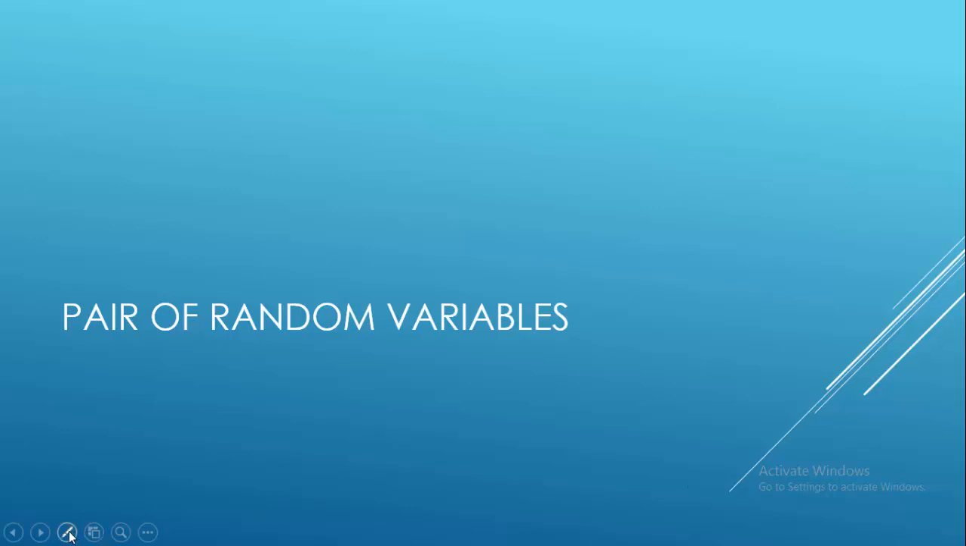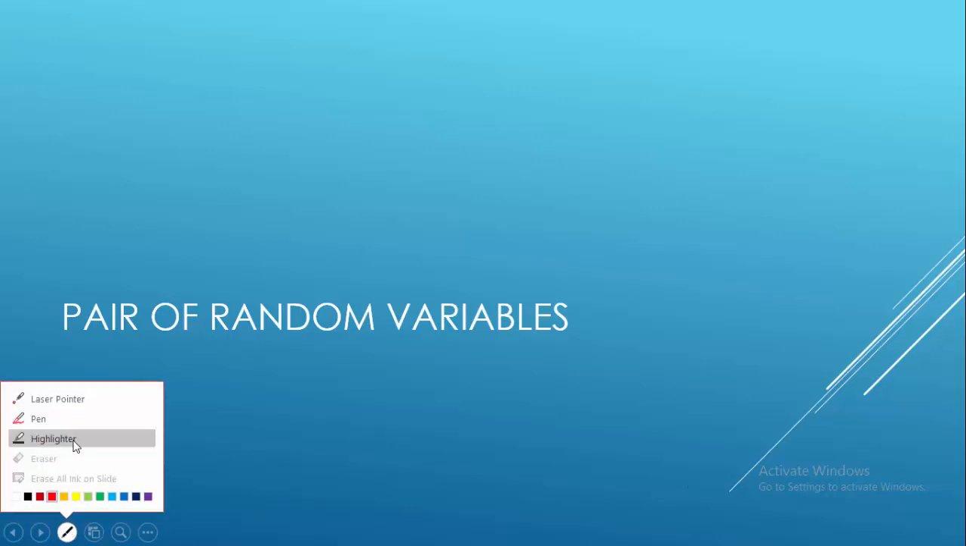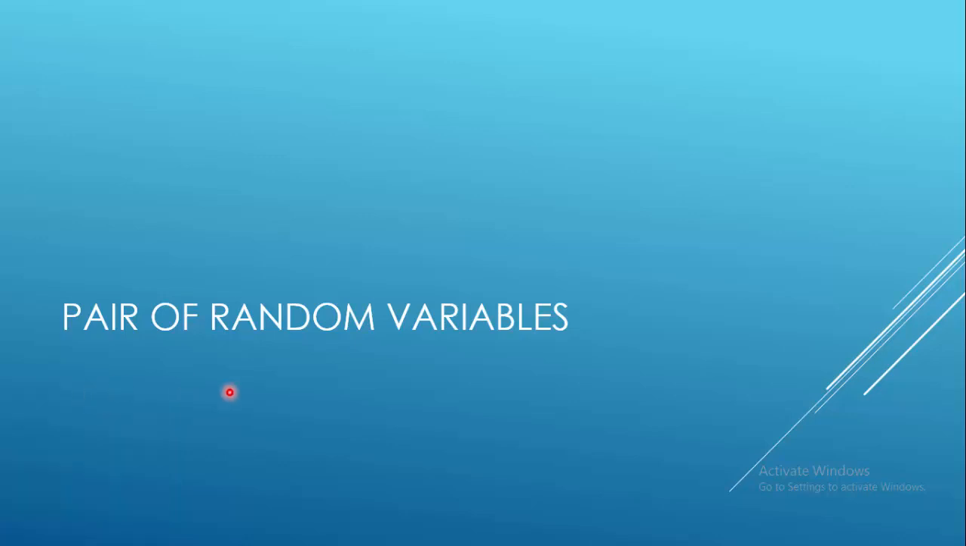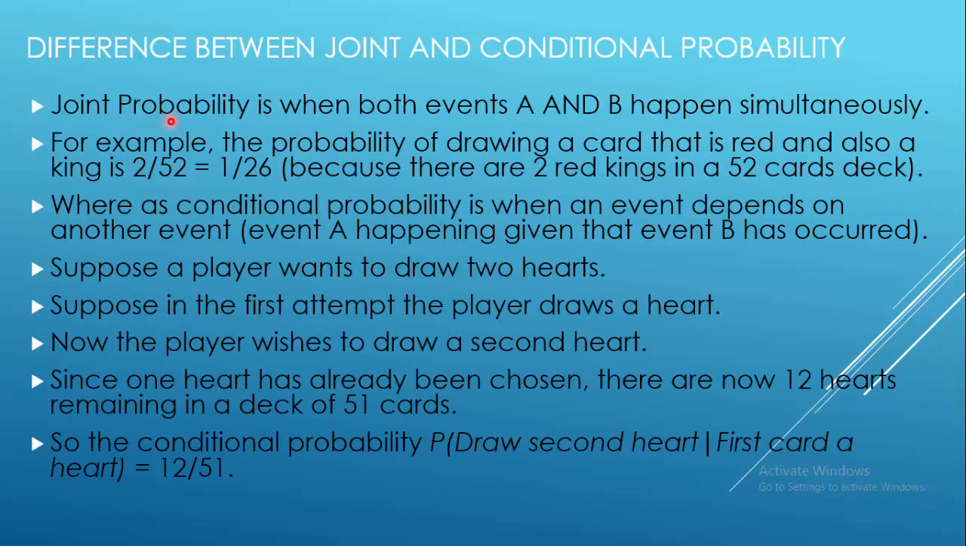A pair of random variables. In this video, we will talk about two variable probabilities. So first of all, let's have a look at the difference between joint and conditional probability.